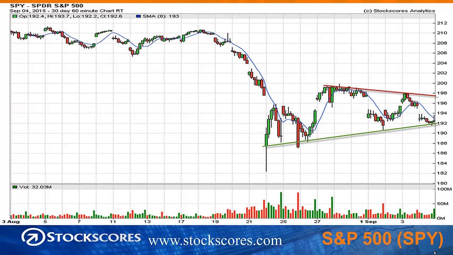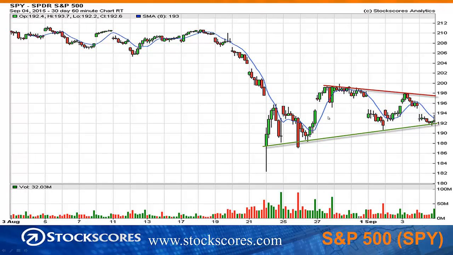All right, let's get into this week's analysis. Here's a chart of the S&P 500 intraday, going back 30 days, 60 minutes at a time. And you can see that we had the sharp correction there in August. There's been a lot more volatility lately, compared to the middle of August. That shows the uncertainty of the market.